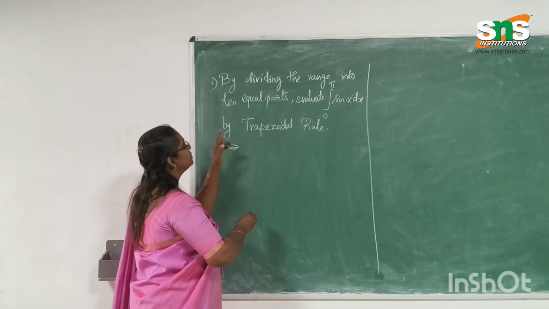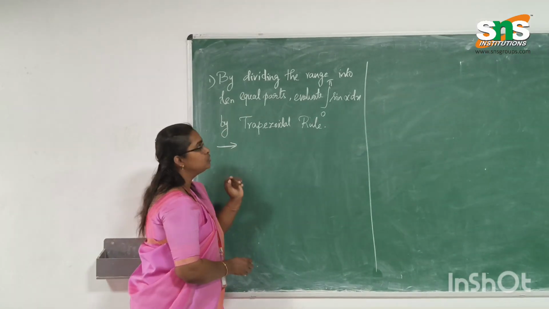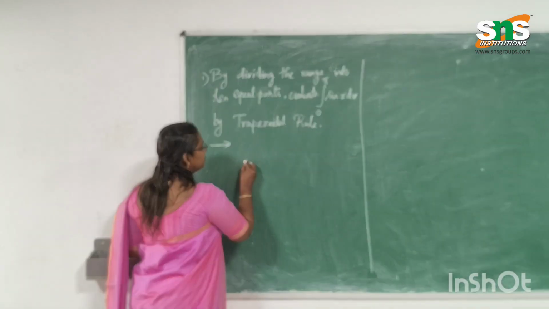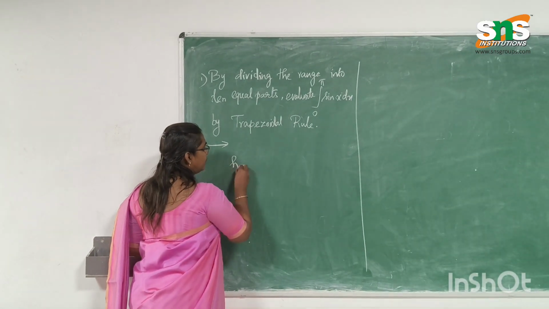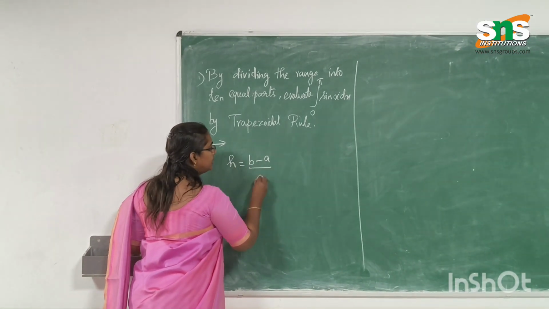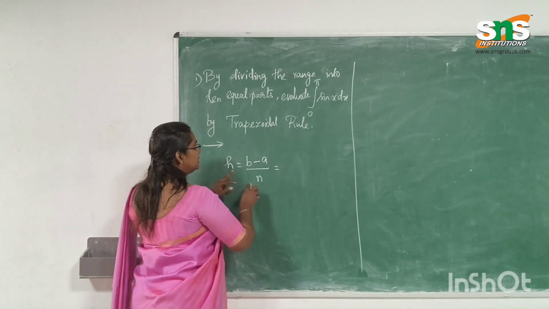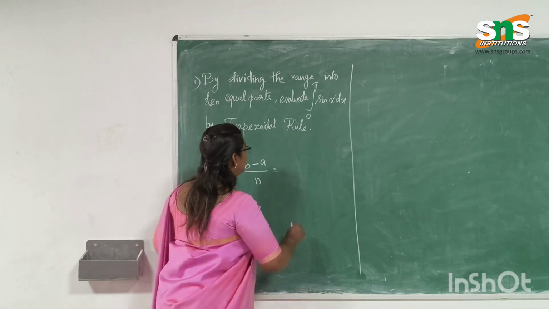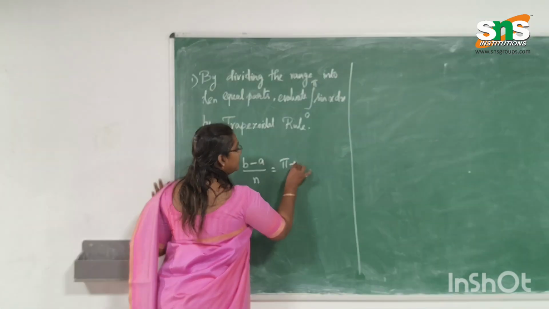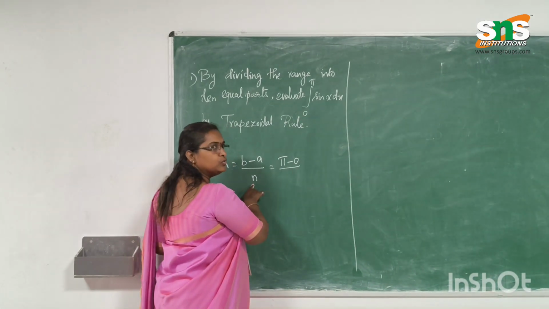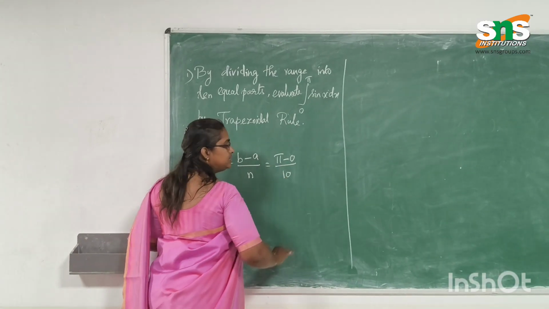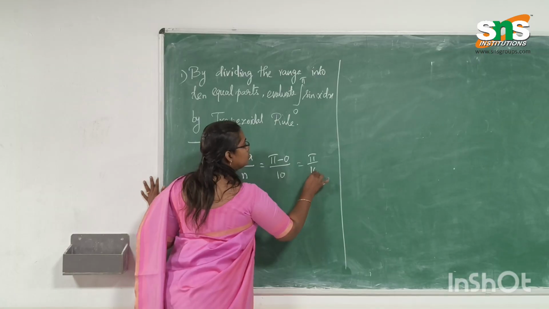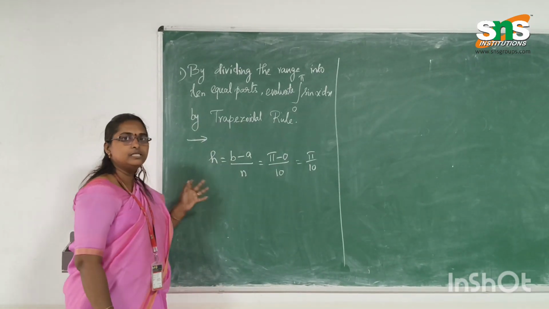First, the question says dividing the range into 10 equal parts. So h equals (b minus a) divided by n. Here the integral is from a to b, so pi minus 0, divided by the number of intervals you want, 10. The answer is pi by 10. So each interval is split as pi by 10.